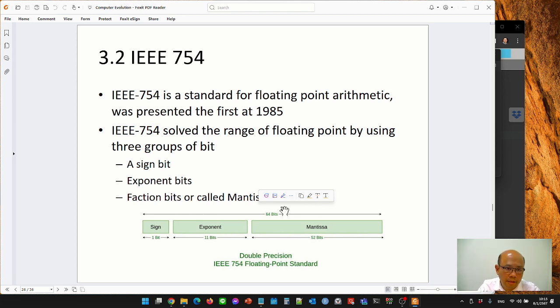IEEE 754 has three parts. The first bit on the left-hand side is the sign bit, which indicates positive or negative. The second part is 11 bits, related to the exponent. And finally the third part is called the mantissa, which has 52 bits.